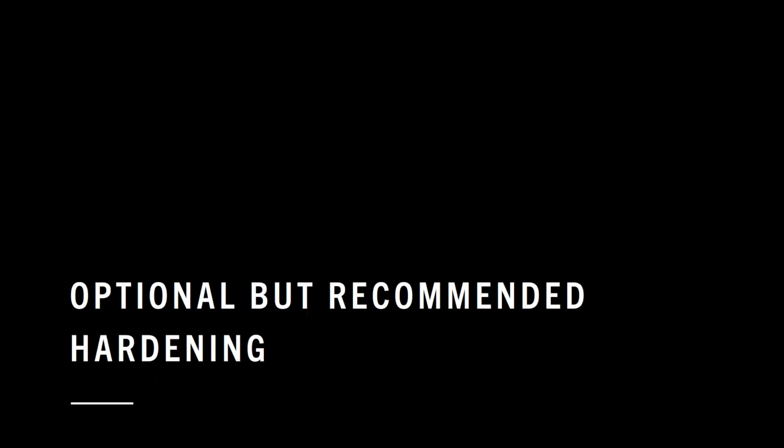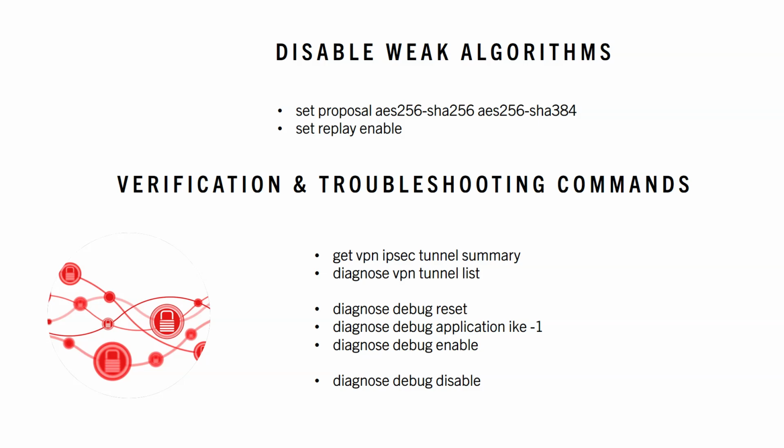For enhanced security, consider hardening your configuration. Review your firewall policy and static routing setup to ensure optimal protection. Disable weak algorithms by setting proposals to AES-256 with SHA-256, and AES-256 with SHA-384, and enabling replay protection. For verification and troubleshooting, use commands like get vpn ipsec tunnel summary, diagnose vpn tunnel list, and various debug commands to monitor and resolve issues.